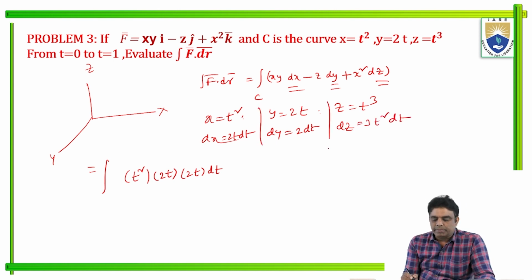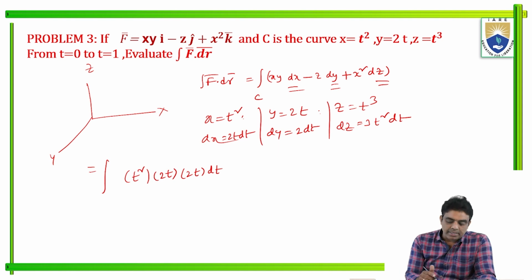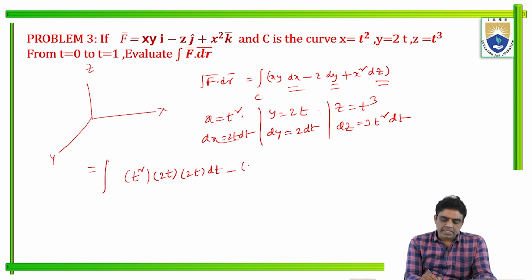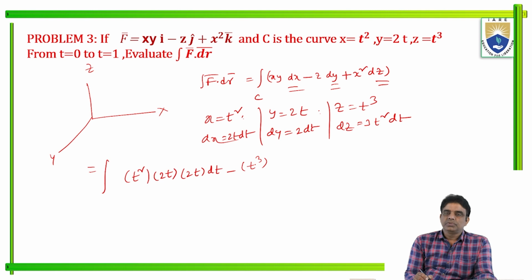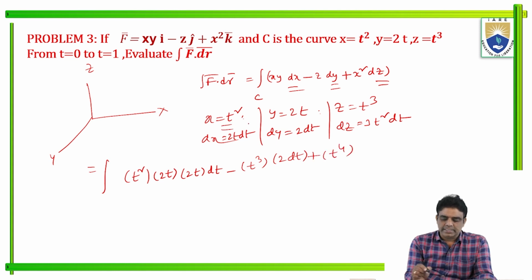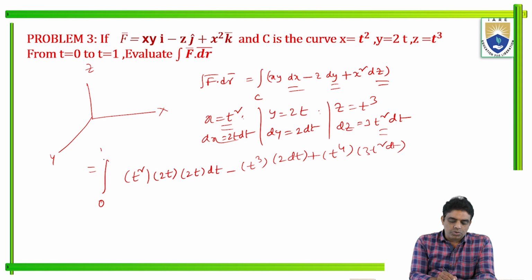So I'm substituting x, y and z and dx, dy, dz separately. Minus z, so what is z? Z means t cube, and dy is equal to 2 dt. That is another term. Plus x square, that is t power 4, since x is t square. And dz is 3t square dt. So the t limit is 0 to 1.